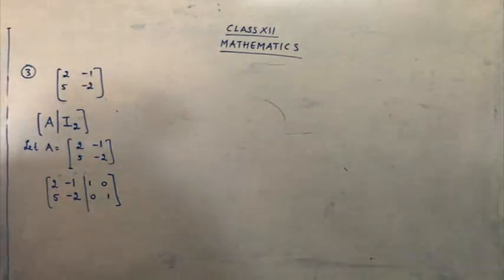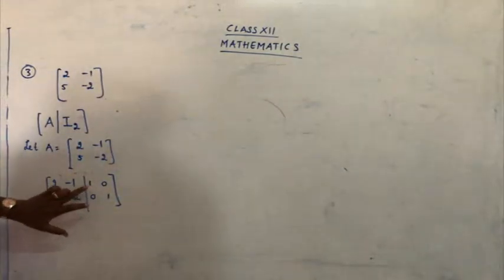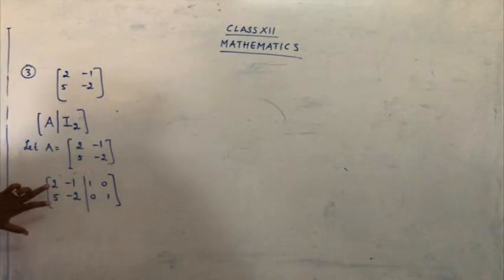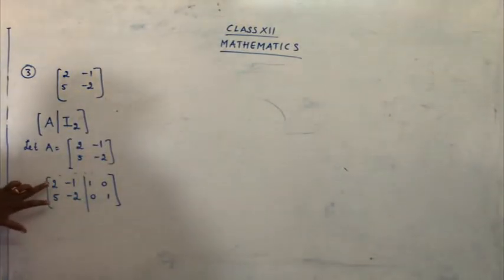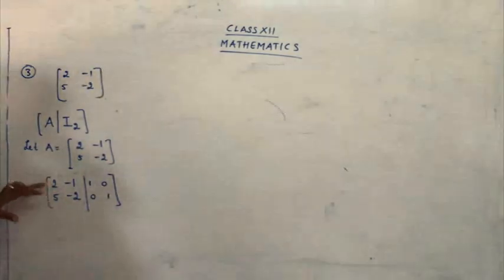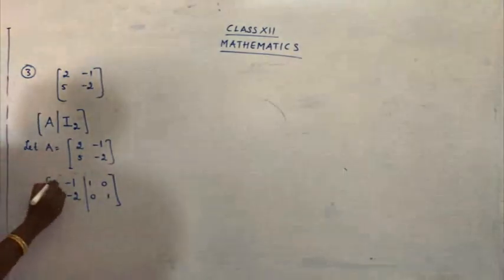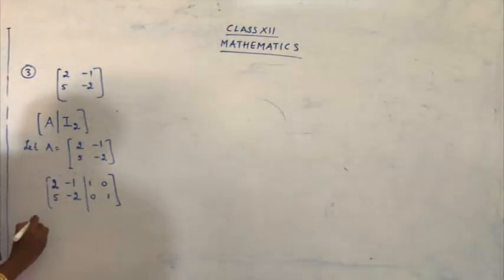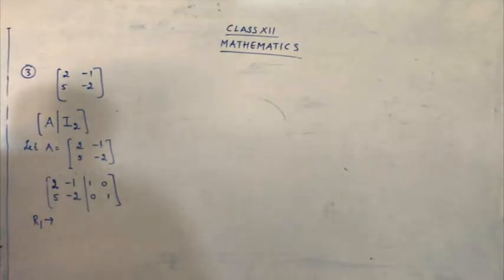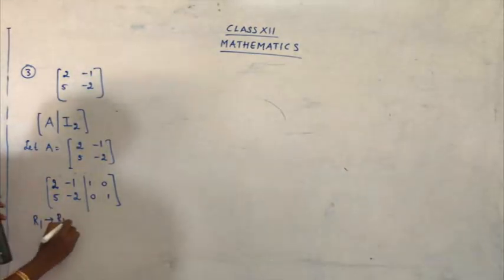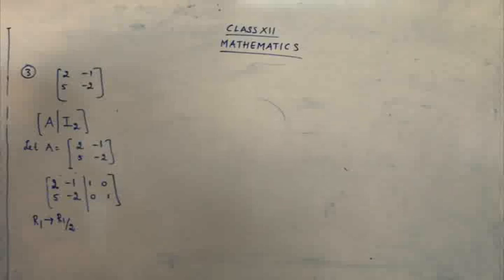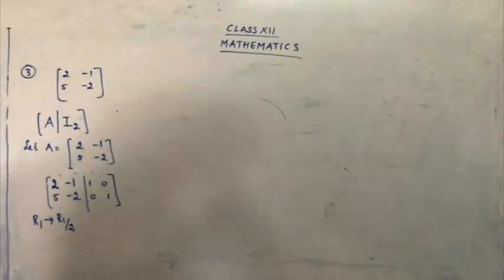Now let's see how to simplify our sum. What is the element we need here? We need 1. What is the first element here? The first element is 2. I want the first element to be 1. So what are we going to do? We are going to change this 2 to 1. Let's see the operation. We are going to change R1. R1 changes to R1 divided by 2. Are you getting the step, children? So R1 changes to R1 upon 2.